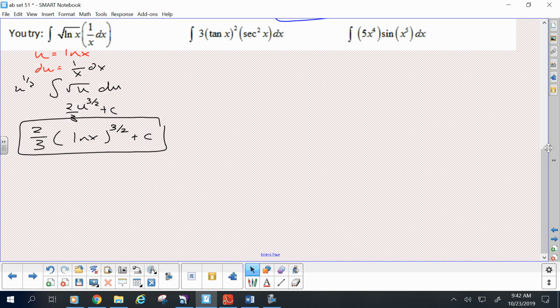Secant squared is the derivative of tangent. So does that mean you make u tangent or secant? You're going to let u be tangent, so the du is the secant squared. All right, so you should let u equal tangent.